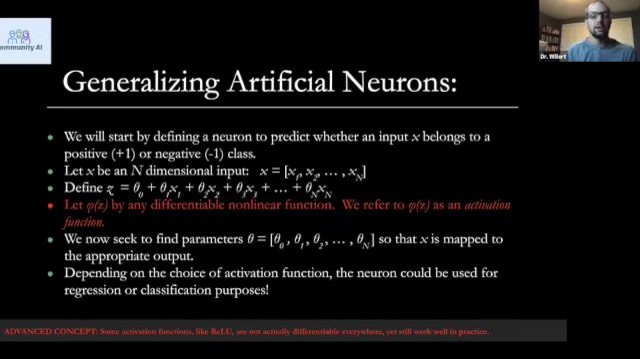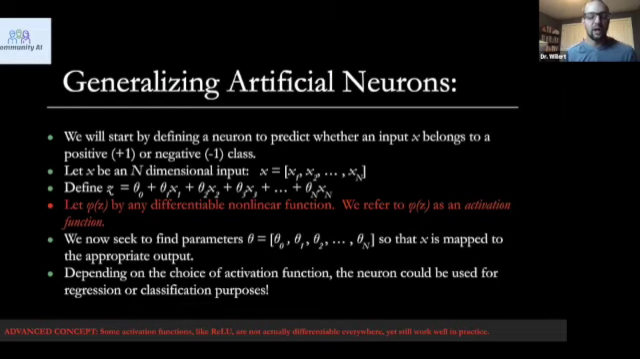So we start by defining a neuron, again, to predict whether an input x belongs to a positive or negative class. And instead of defining that simple function phi of z, which only operated on whether or not z was positive, we'll let phi of z be any differentiable nonlinear function. We're going to call phi of z an activation function.